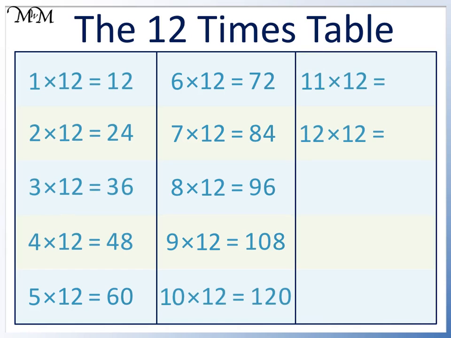To find 11 times 12, we take 120 and add 12. We have 100, add 1 to 2 to get 3, and add 2 to 0 to get 2. 11 times 12 equals 132. 12 times 12 equals 132 plus 12. We have 100, add 1 to 3 to get 4, and add 2 to 2 to get 4. 12 times 12 equals 144.